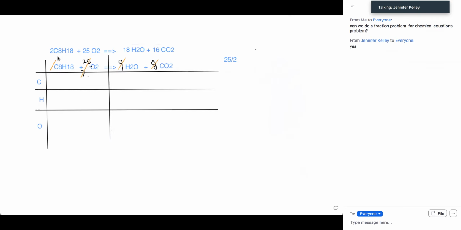And if you weren't quite sure and you just wanted to do a check, you could just go through and count everything on the left and everything on the right just to make sure everything still matches up.